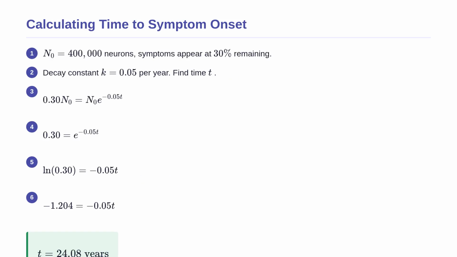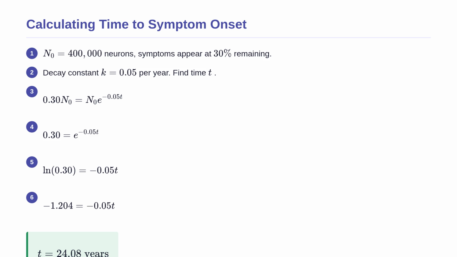Now that we have our exponential decay formula, let us apply it to a real clinical scenario. We are given that a healthy substantia nigra contains approximately 400,000 neurons, and clinical symptoms appear when the count drops to 30%. The decay constant is 0.05 per year. We need to find the time t when symptoms become visible.